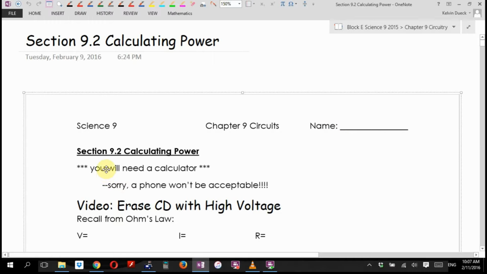I wrote down here, first of all, this is section 9.2. I'm skipping 9.1. I'm going to do that second because I think it works better that way. We'll see. You guys can give me some feedback.